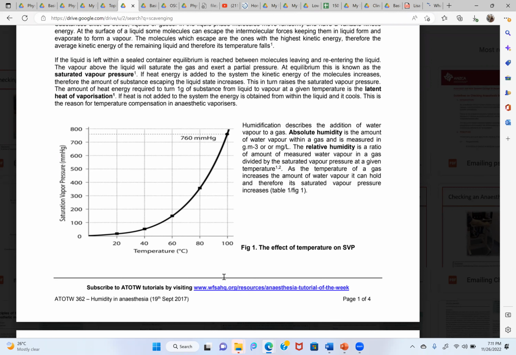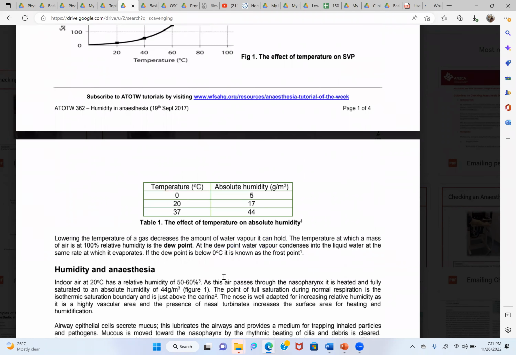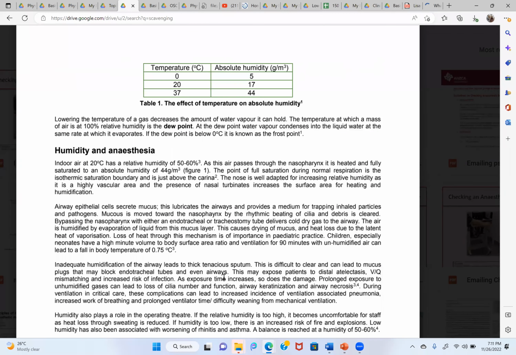This is compared to the one which is there at that moment. As the temperature of a gas increases, the amount of water vapor it can hold, and therefore its saturated vapor pressure, increases. This is the graph showing that as the temperature increases, saturated vapor pressure increases, so at the same pressure the amount of vapor will be more. This is the basic concept. And then usually we want to keep the humidity around 50 to 60%. Indoor air at 20 degrees centigrade has a relative humidity of 50 to 60%.